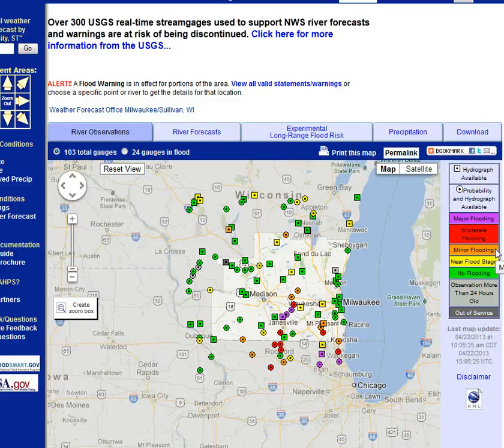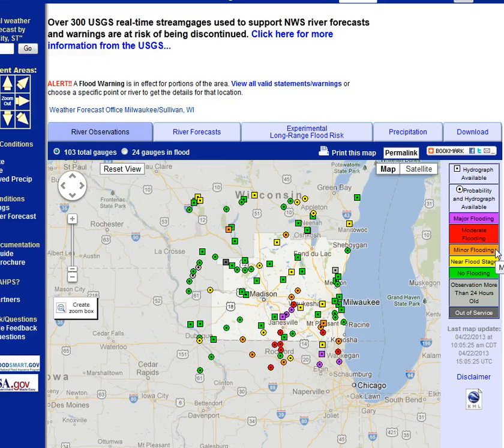The colors are green, yellow, orange, red, and purple. Green color means that there's no flooding. The river is below its bankful stage. Yellow color means that the river has exceeded its bankful stage, which means that's the point where the river is just overflowing its lowest banks. Orange means that the river has reached what we call a minor flood stage, which means that then it's starting to impact some parks, roads, backyards of homes, and so on.